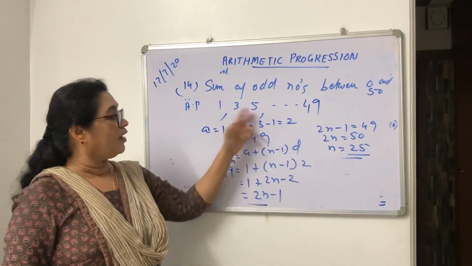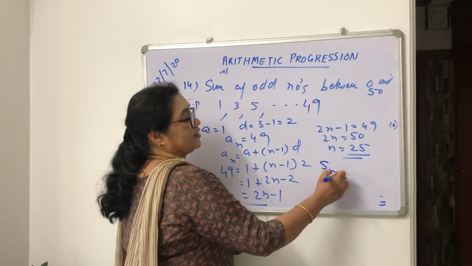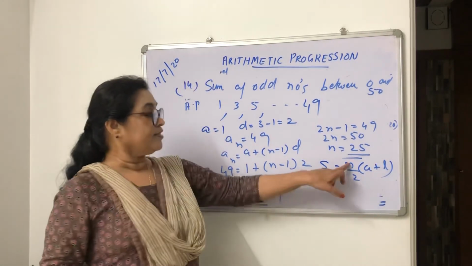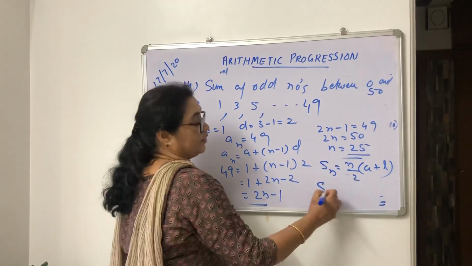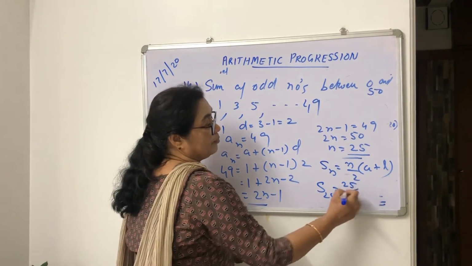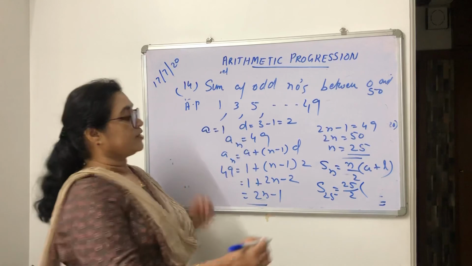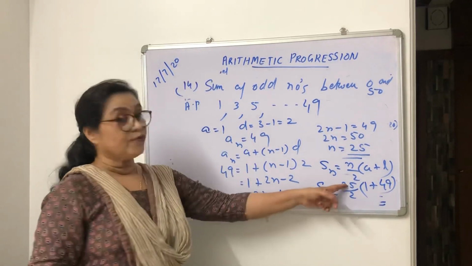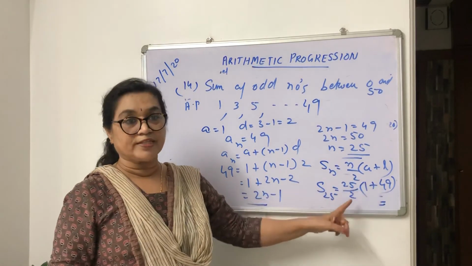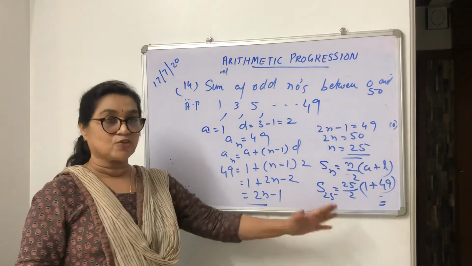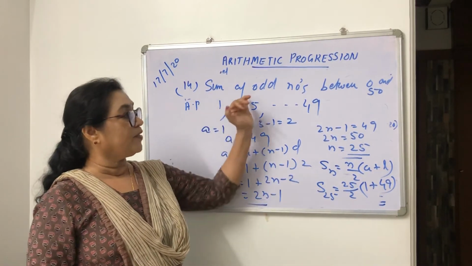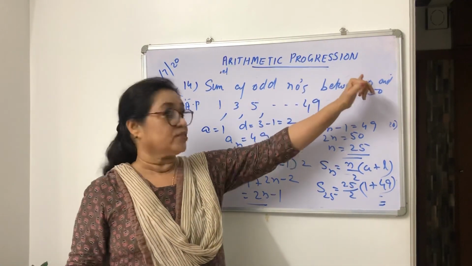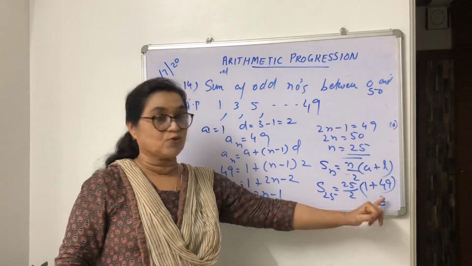N is 25. Then you can find out Sn equals n by 2 into A plus L. You need to find out S25. 25 by 2 into A is 1, 1 plus 49. So 25 by 2 into 50. That is 25 into 25, which is 625. Therefore the sum of odd numbers between 0 and 50 is 625.